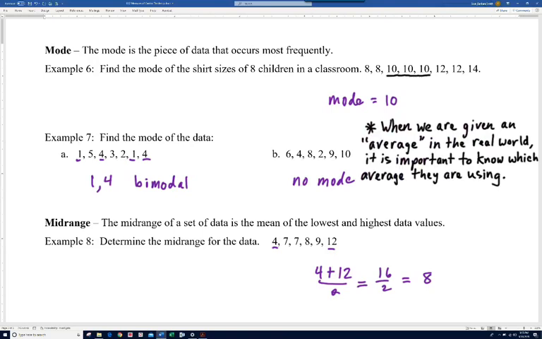But before we do that, I just want to make a comment here. When we're given an average in the real world, it is important to know which average they're using. So sometimes people are misled because they think of an average as being the mean, but it is possible that someone could give you a different measure, such as the median, and so it's important to know that. All right, let's move on to the next page.